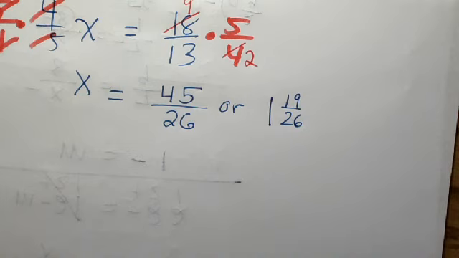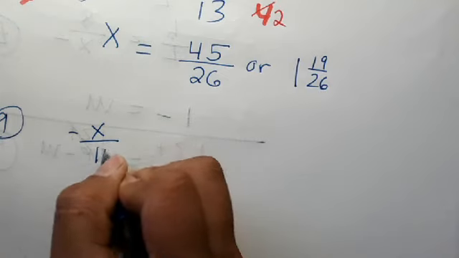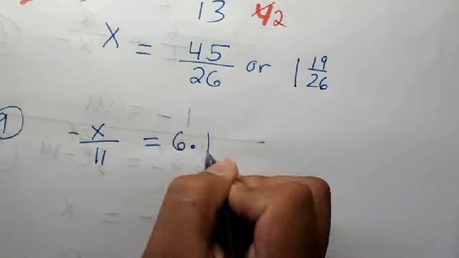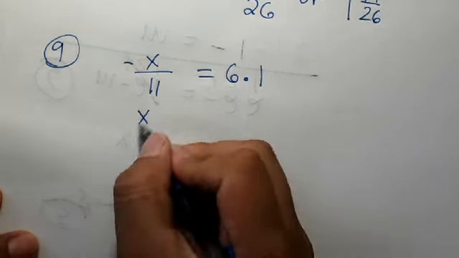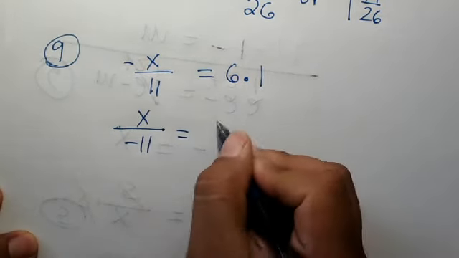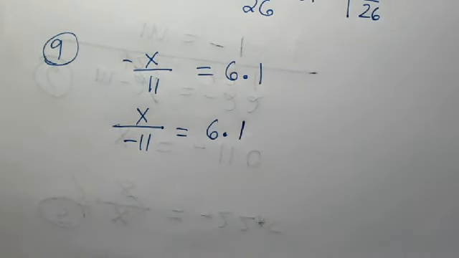Number 9. You have negative x over 11 equals 6.1. I've already mentioned this thing about the negatives. What can you do with the negatives? You can take it away and make it addition. Okay, yes, like this. Very good. You can just rewrite it. Have you changed anything? No, you've just changed the way it looks.